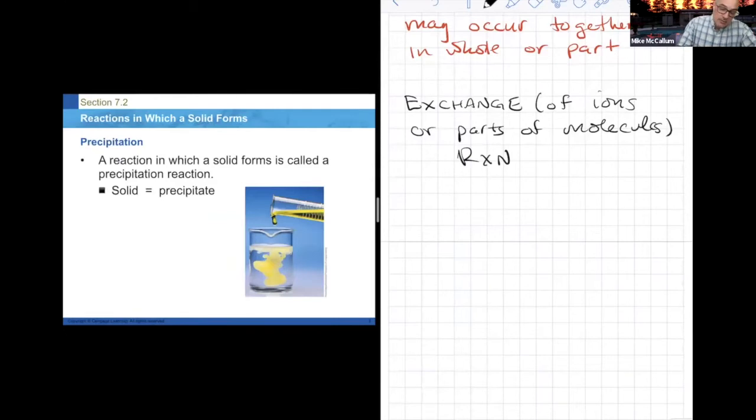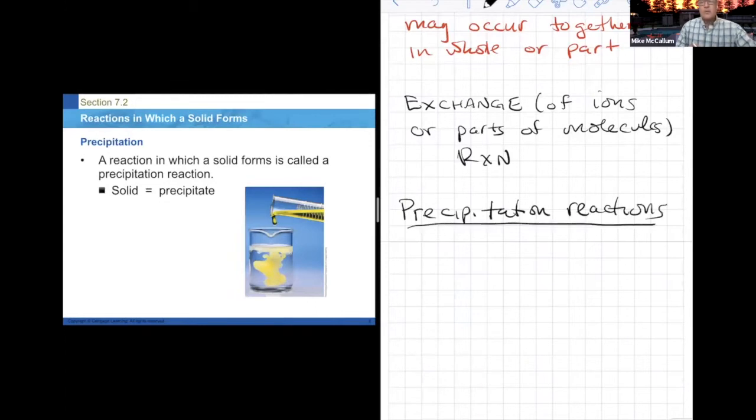So let's talk about precipitation. What I'd like to do to start is show you a video from YouTube that shows the beauty of precipitation reactions up close.